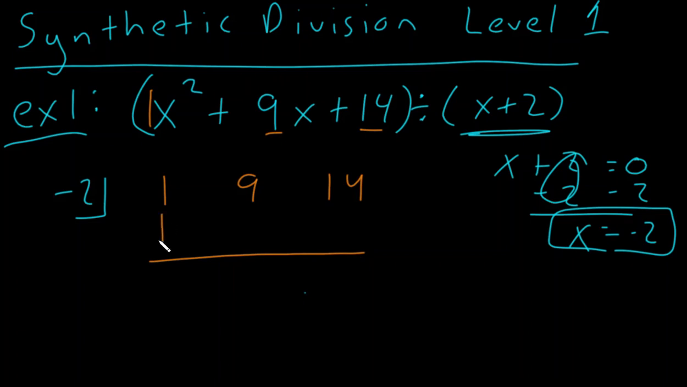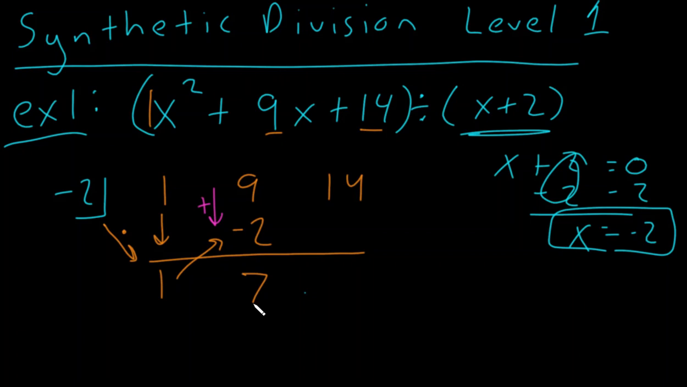We drop the very first number, 1. So whatever term is first, we just drop it straight down. And whenever we're working diagonally, we're going to multiply. So negative 2 times 1 is negative 2. And then when we're working horizontally, let's do a different color here. Whenever we're working horizontally, we're going to add. So 9 plus negative 2, or 9 minus 2, is going to give us 7.